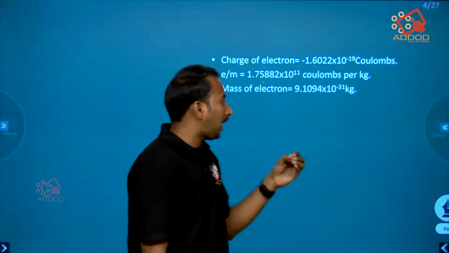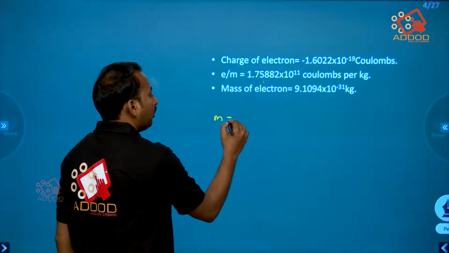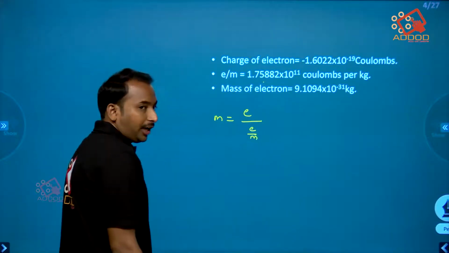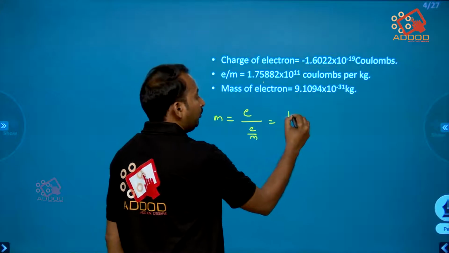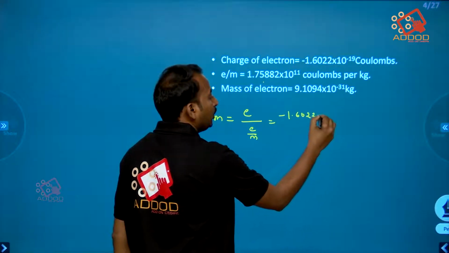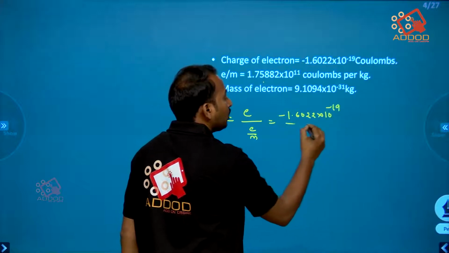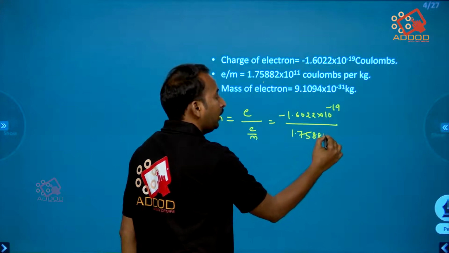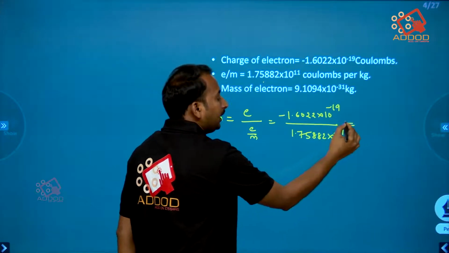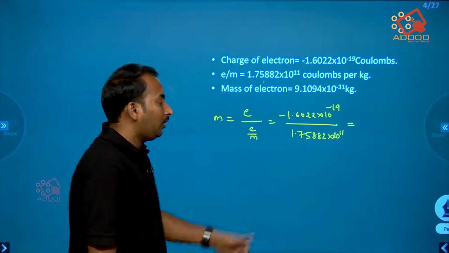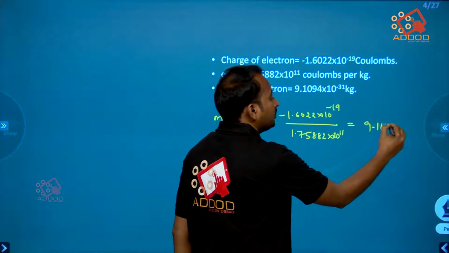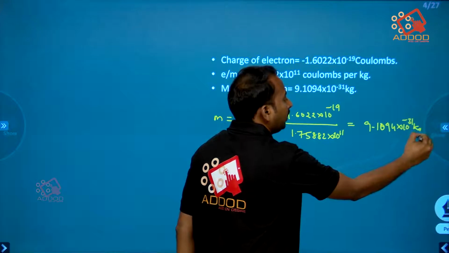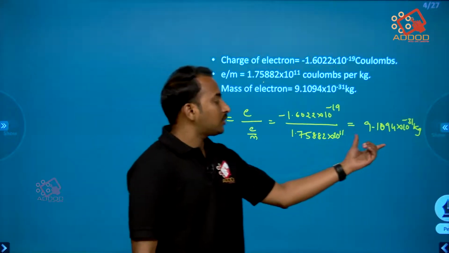Next we go to the mass of the electron. The mass of the electron is equal to the charge divided by the charge to mass ratio. Putting in the values: minus 1.6022 into 10 to the power of minus 19 coulombs divided by the ratio 1.75882 into 10 to the power of 11. We get the value, which is the mass of the electron: 9.1094 into 10 to the power of minus 31 kg.